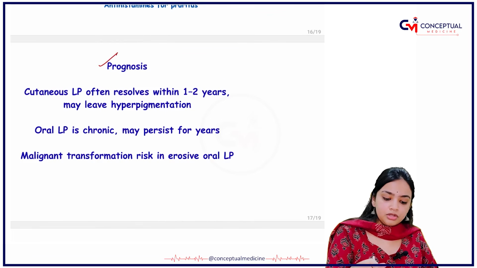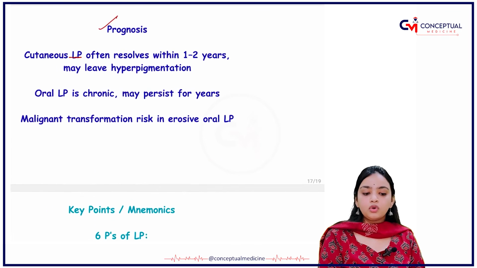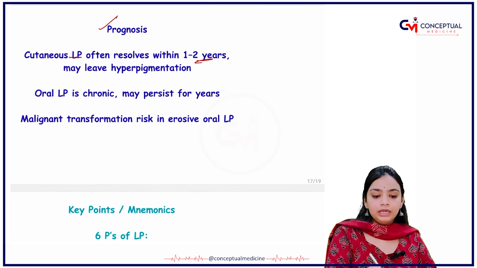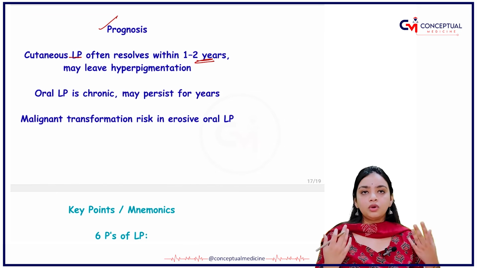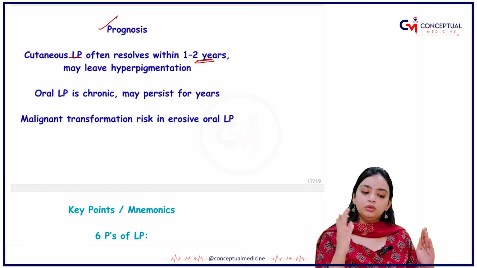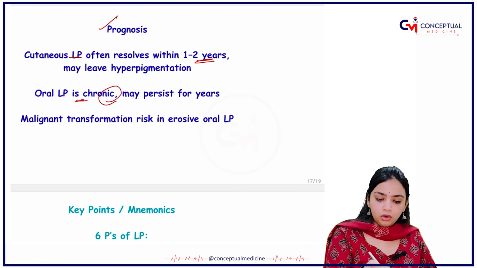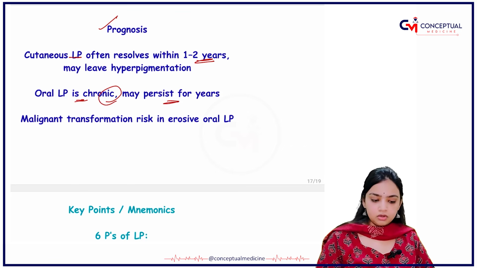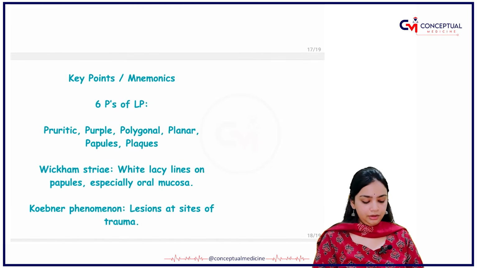What is the prognosis? Cutaneous lichen planus often resolves within 1 to 2 years. Oral lichen planus is chronic and may persist for years. The malignant transformation risk is higher.